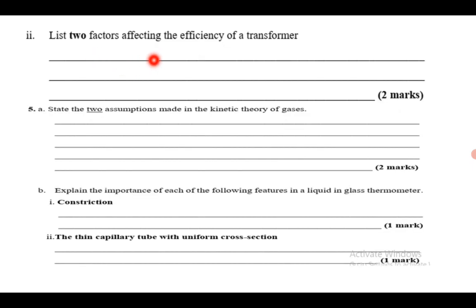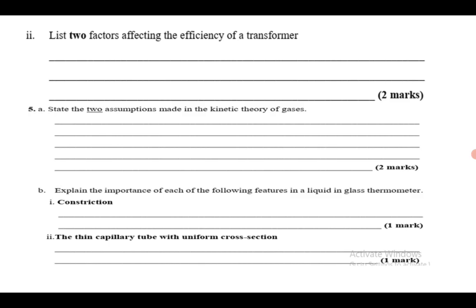List 2 factors that affect the efficiency of a transformer. When you are doing electricity, especially power transmission, you are told that the transformer is not 100% perfect. A transformer is not 100% efficient. There are sources of energy loss, so that its efficiency is not going to be 100%.